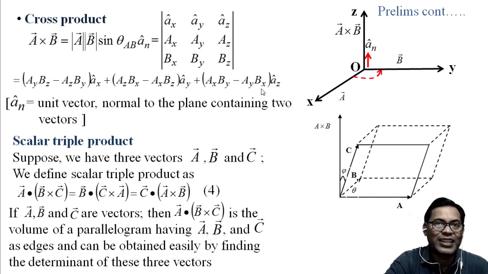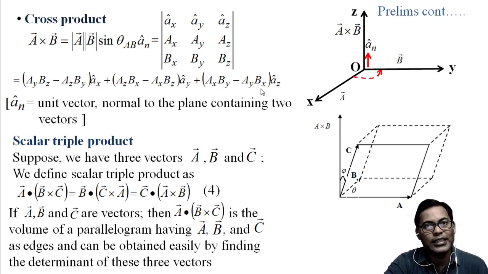Now if we have three vectors, then we can also find the products of these three vectors, but in this case we will get two types of product. One is the scalar triple product, the other one is the vector triple product. The definition of the scalar triple product is given by this expression 4.